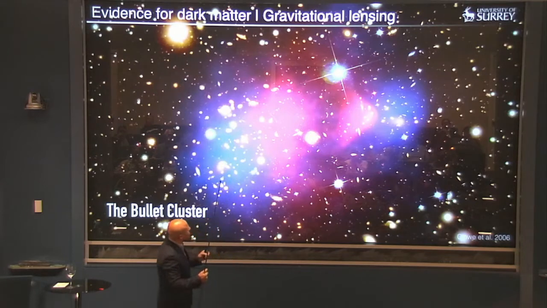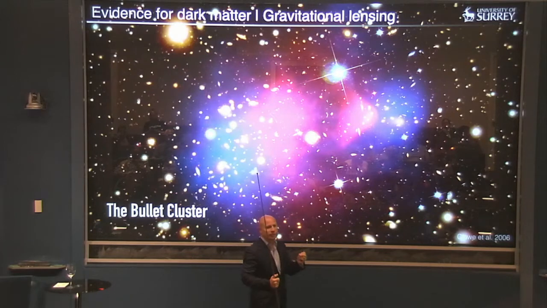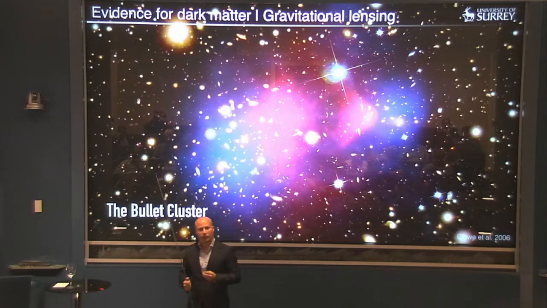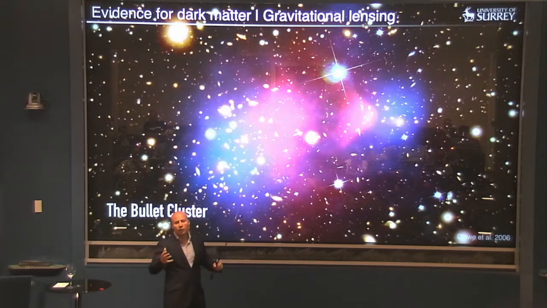Now, why is this interesting? It's interesting because if you ask where is most of the mass in this system that I can see, it's actually in that hot X-ray emitting hydrogen gas. So most of the visible mass is actually shown in the red bits. But the gravitational mass, as measured by the curvature of space and time, is where the blue bits are.